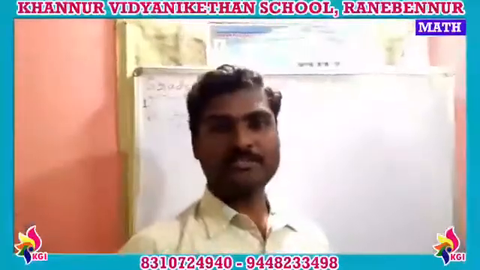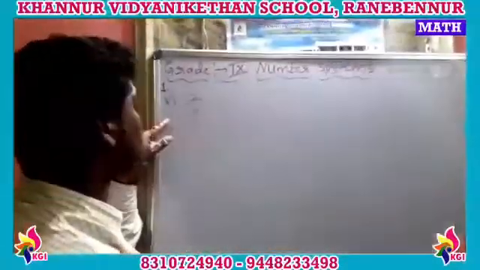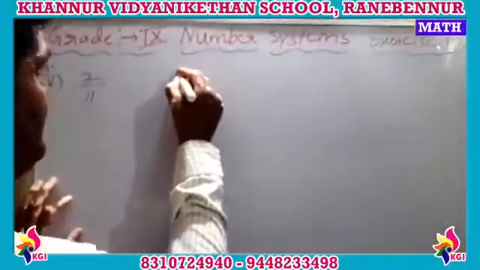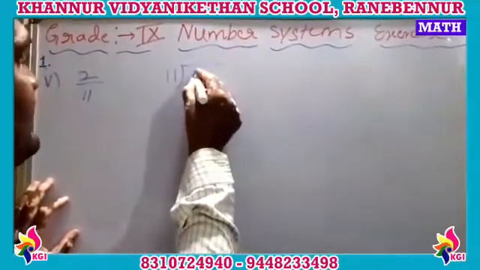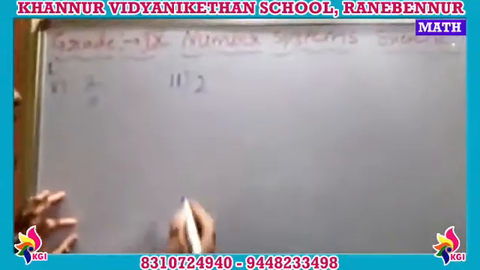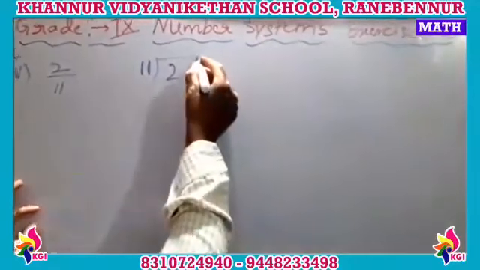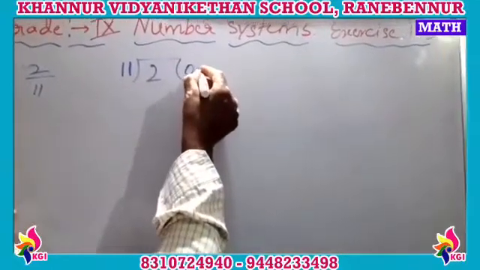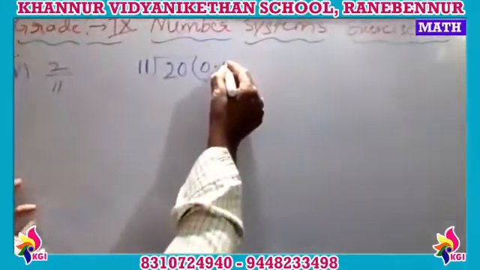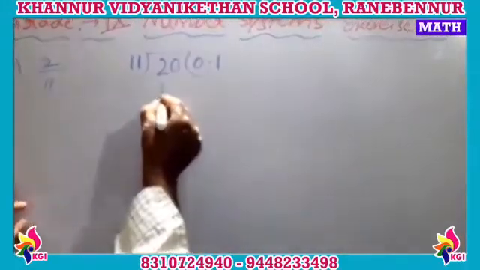The next question, the fifth one, is 2 divided by 11. Here 11 is the divisor and 2 is the dividend. When compared with 11, 2 is smaller. So what do we need to do? We need to write 0 point. As you put a point, you can take a 0 over here. 11 ones are 11.